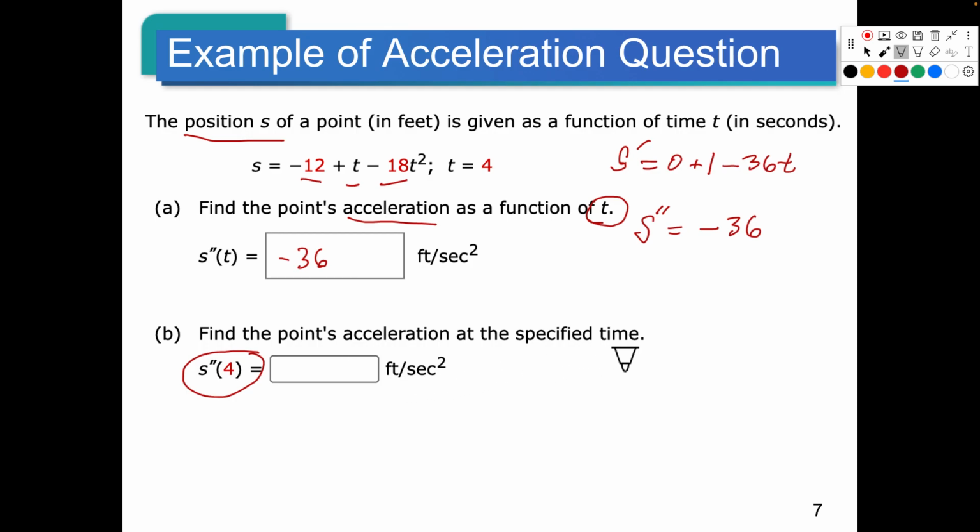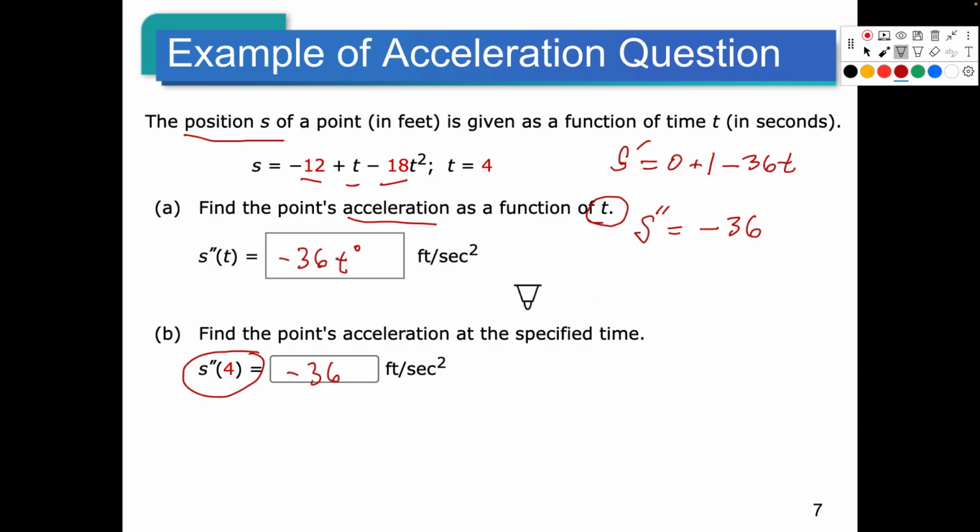Find the point's acceleration at the specified time. Well, at 4 seconds, since acceleration is a constant, it's still -36. So where do we plug in the t? You could think of it, and you could probably put the answer here. This could be t to the 0. You plug in 4 to the 0 is 1, times -36 is still going to be -36.